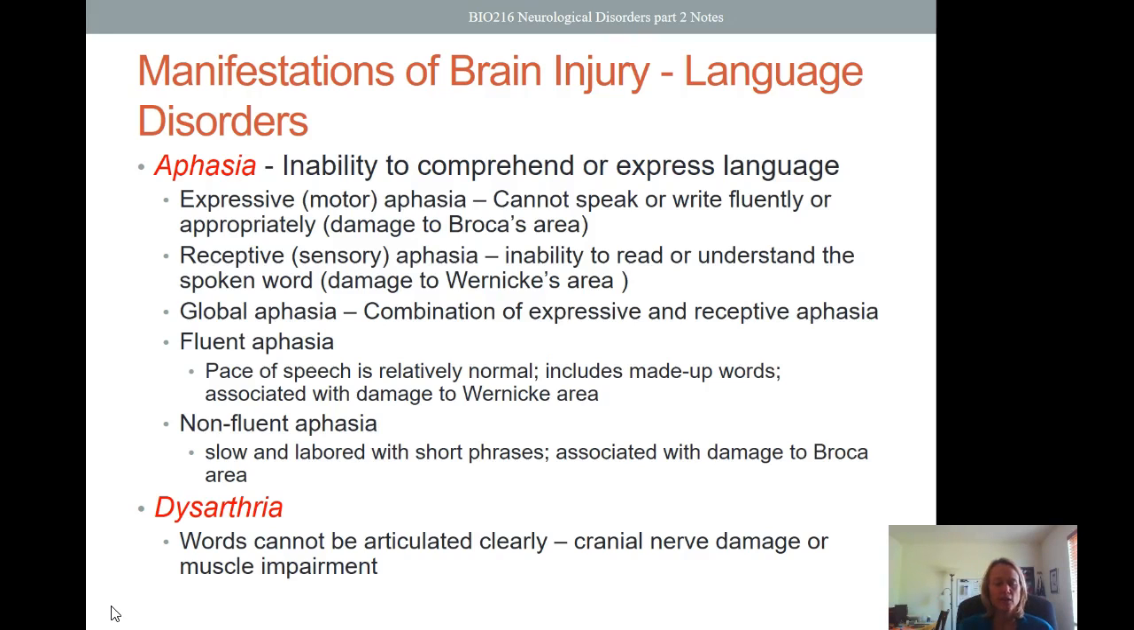Fluent aphasia is where the pace of speech is normal but includes made-up words, and this is associated with damage to Wernicke's area. Non-fluent aphasia is slow and labored with short phrases, and this is associated with damage to Broca's area. Dysarthria is where words cannot be articulated clearly, and this can be due to cranial nerve damage or muscle impairment in the face or tongue.